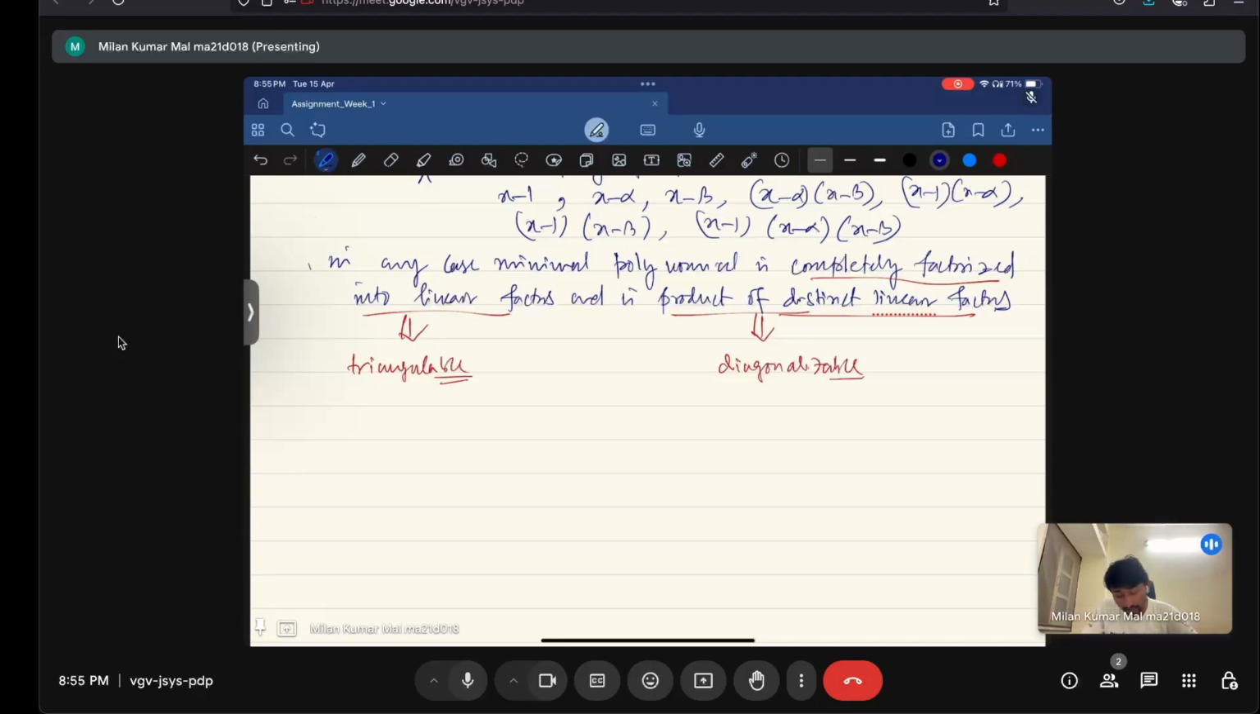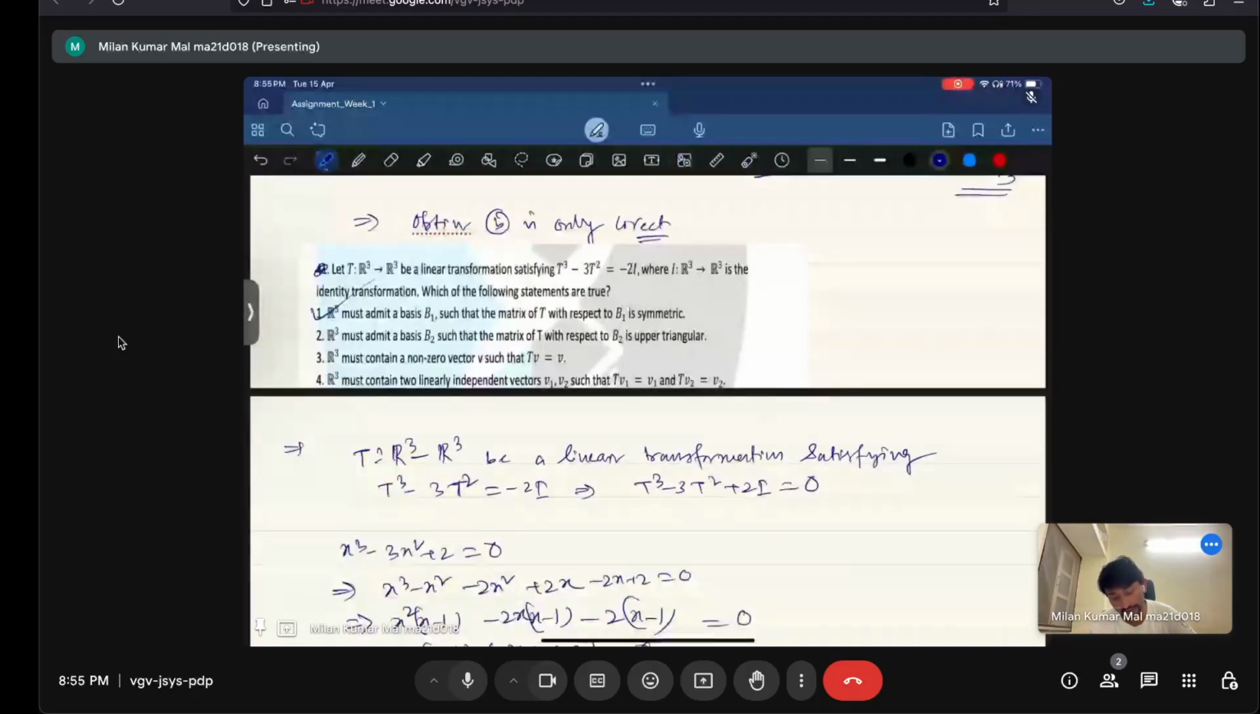So R3 must admit a basis B1 such that the matrix of T with respect to B1 is symmetric. That we don't know. But R3 must admit a basis B2 such that the matrix of T with respect to B2 is upper triangular. That's true. Next is that R3 must contain a non-zero vector v such that Tv equals v. That means one is always an eigenvalue, but that is not true; one need not have an eigenvector. So only one option is correct here.